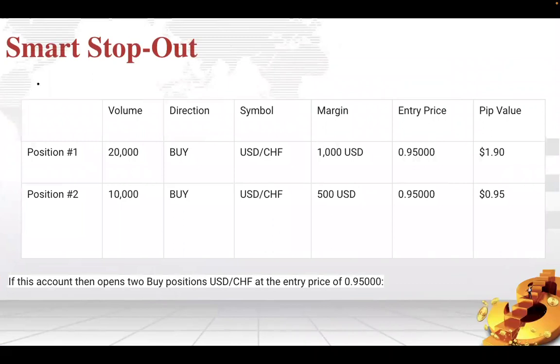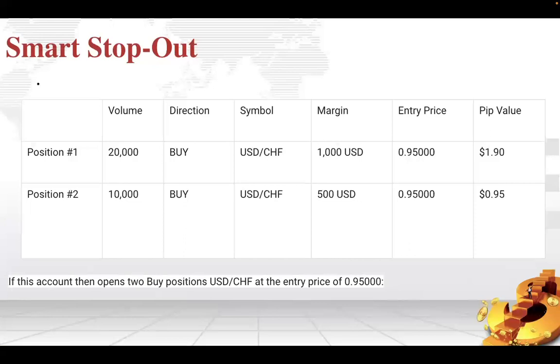So let's now say this account opens 2 buy positions, US dollar to the Swiss franc, at the entry price of 0.95. So what will happen? As you can see, we have position 1, volume is 2 mini lots, position 2, volume is 1 mini lot, direction is buy, US dollar to the Swiss franc. So the margin required is $1,000. The second margin required is $500. Entry price is the same, pip value is $1.90, and the other pip value is 95 cents. These 2 positions use 100% of free margin, okay?